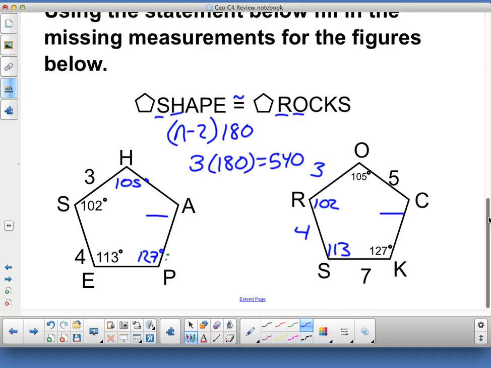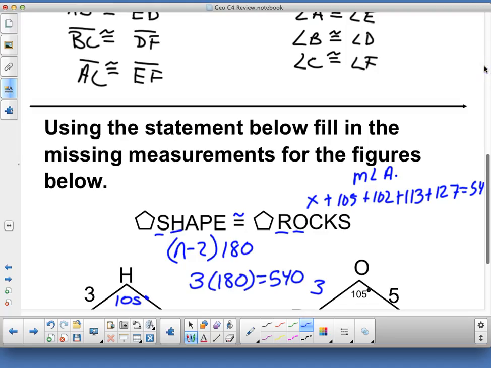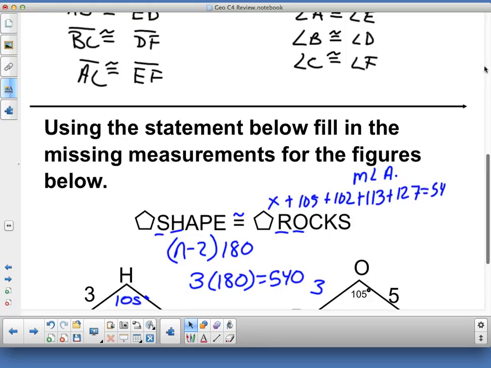To find angle A, we're finding the measure of angle A. That's what we're looking for. Well, that means that 105 plus 102 plus 113 plus 127 plus x are all equal to 540. Somebody's got to move this stuff over. So that is equal to 540. Are you okay with what I got going on?